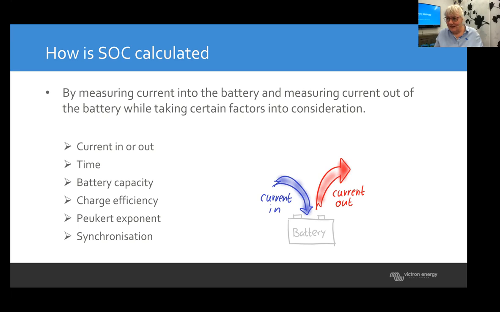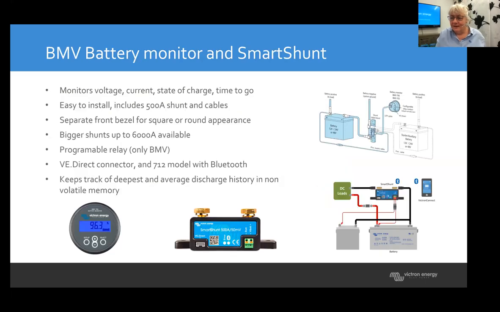That's the really basic calculation. And then on top of it, the battery monitor takes care of charge efficiencies, Peukert's components, the synchronization every now and then, and looks at how fast you are discharging. So it looks at time and discharge at the same time. All that gives it a really accurate state of charge. So that's what the battery monitor does.